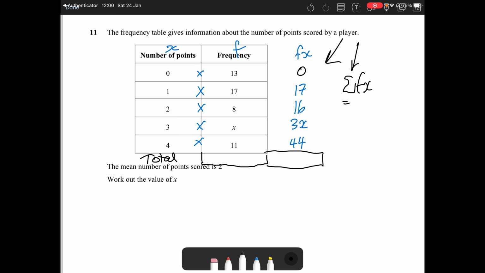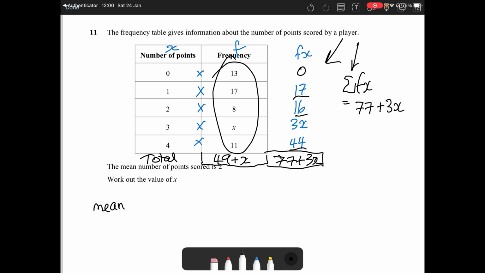Unfortunately, we've got 3x in the mix, so I'm going to just add the numbers I know. So 17, 16, and 44, which is 77. So I've added this, and this, which gives 77. Unfortunately, I don't know what 3x is, so we'll just say the total here, 77 plus 3x. And the total frequency, which we'll also need, is 13. Again, I'm adding everything besides the letter x because obviously that's an unknown. And I'm getting 49, right? So 49 plus x.